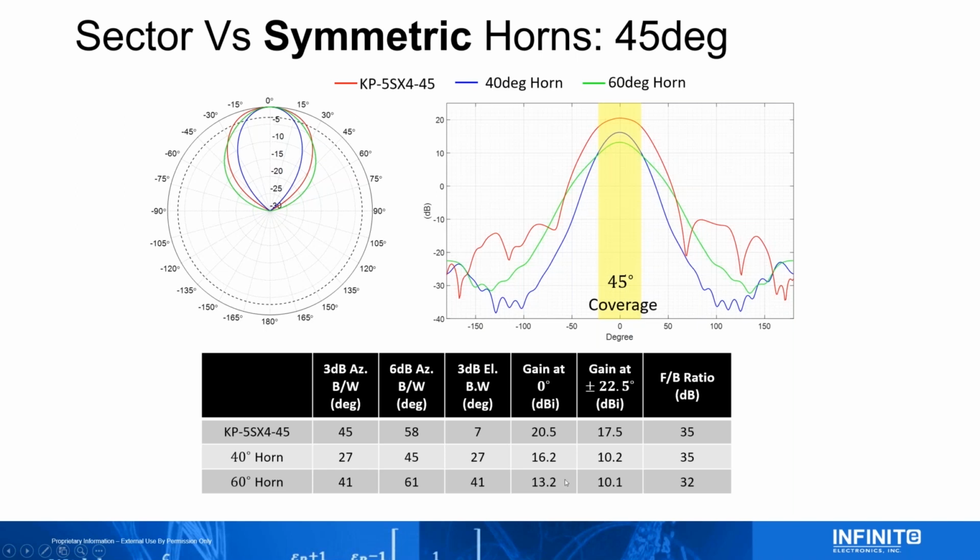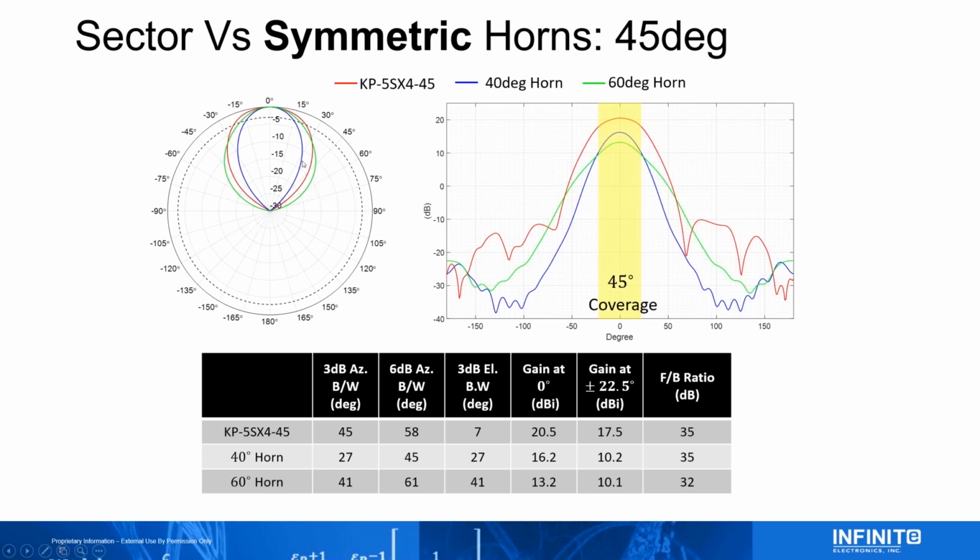Now, you might be thinking, well, why did I go with the horn? Like I said, wind loading, one. Another thing touted a lot is the side lobe levels. But if we're actually comparing apples to apples, with side lobes, you have to compare the 45-degree sector to the 60-degree horn, which has the same 3 dB beam width. Look at the red curve and the green curve. They're almost the same. In fact, the 60-degree horn has higher side lobe levels for large angles.